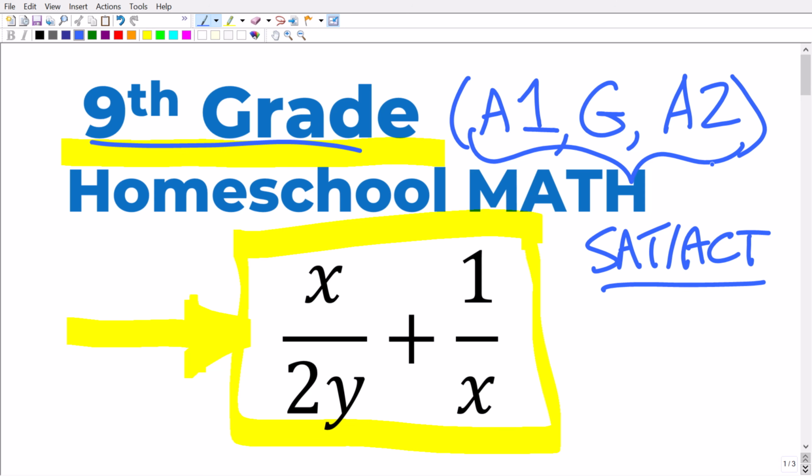Okay, so let's take a look at this problem. We have x over 2y plus 1 over x. And I think a good use of this video is to give this problem to your child and see if this is easy for them. Now, if they are having a tough time with this problem, there's a couple things that could explain that. One, maybe they need to just study harder using your current curriculum and math program, or maybe you need to take a look at another program.